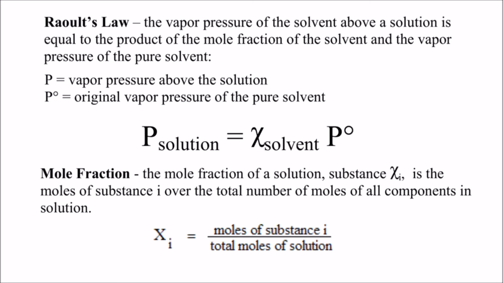Raoult's law says that the vapor pressure of the solvent above a solution is equal to the product of the mole fraction of the solvent and the vapor pressure of the pure solvent. So we've got a few variables here. P stands for the vapor pressure above a solution, and P naught, that's how we say it when it's got this little degree symbol, is the original vapor pressure of the pure solvent.